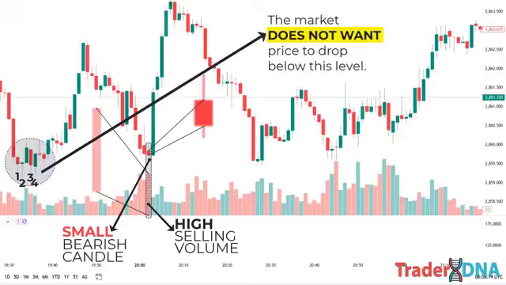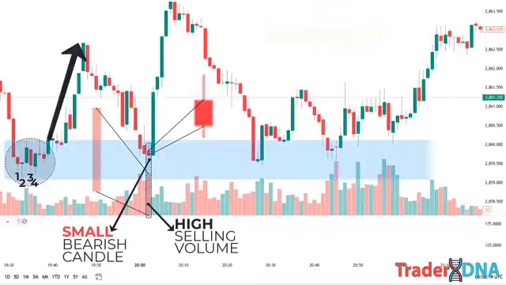And sure enough, boom, the price rockets upward almost effortlessly. So what does this tell us? This area is super important to the market, meaning we can now officially mark it as a strong support level.